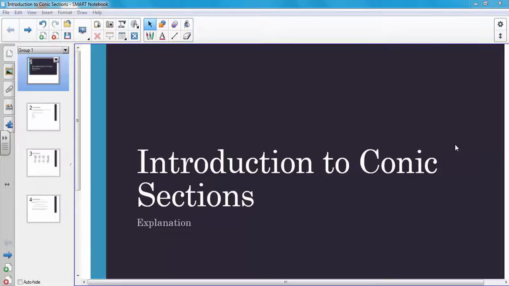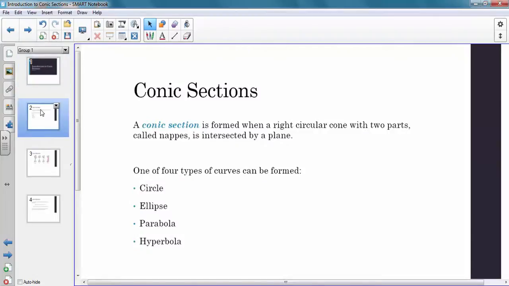In this video, we're going to discuss conic sections. We are going to quickly go over what conic sections are and the 4 different types of conic sections. A conic section is formed when a right circular cone with 2 parts, called nappes, is intersected by a plane. The 4 types of curves that can be formed are a circle, an ellipse, a parabola, and a hyperbola.